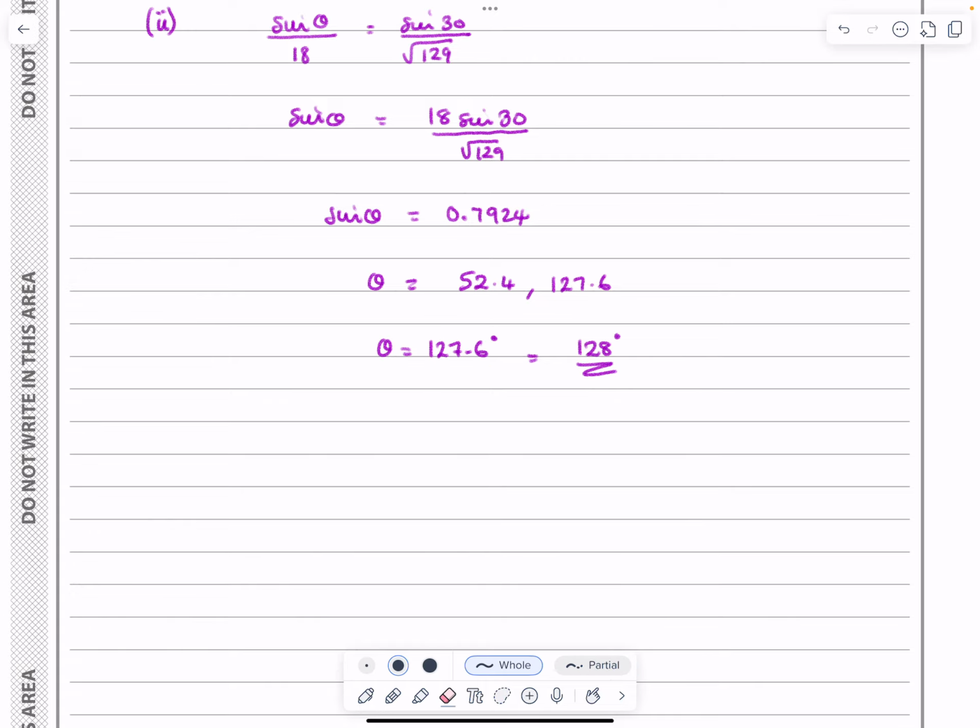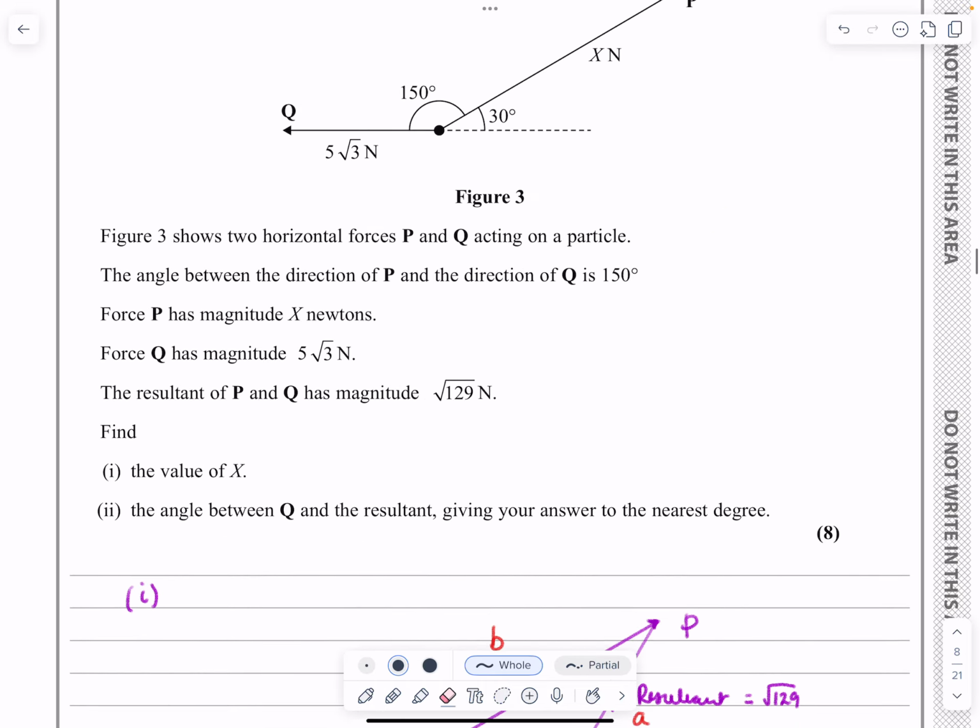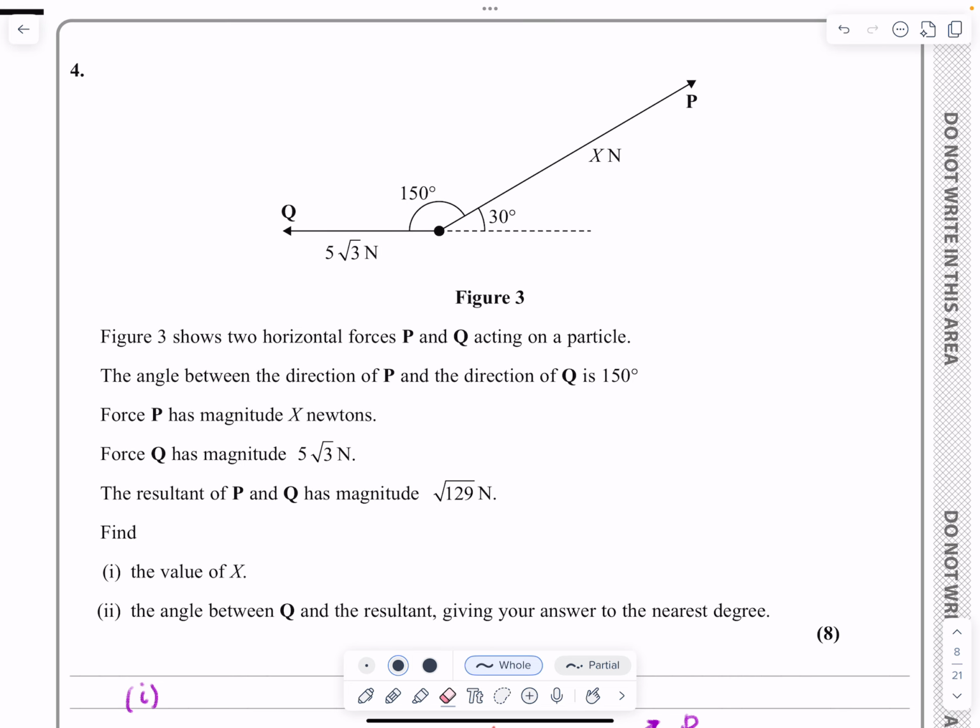Let's not lose silly marks for not reading questions properly. So yeah, interesting question. You could have done that in a different way, but I wanted to do at least one example on my channel of triangular forces. So that's what I've done there. Hopefully that all makes sense to everybody.